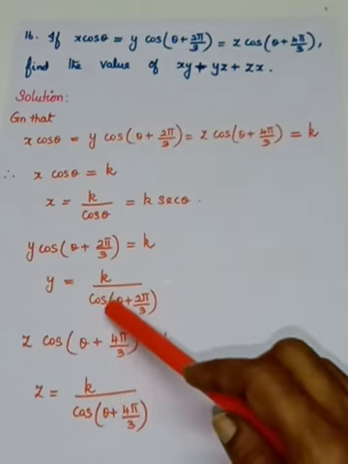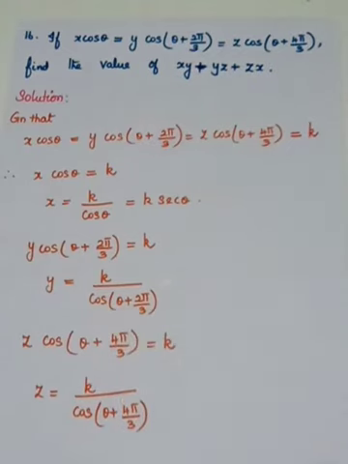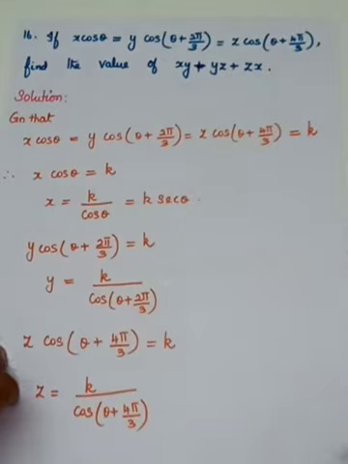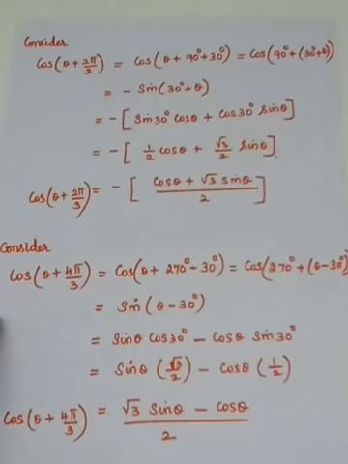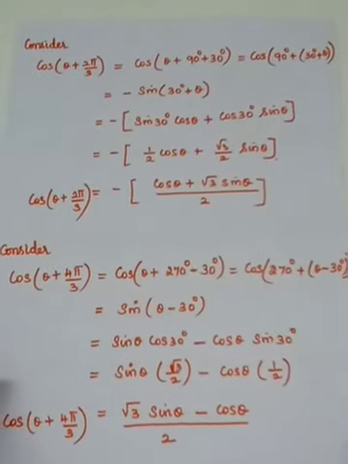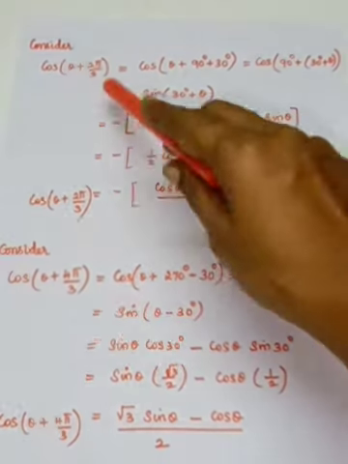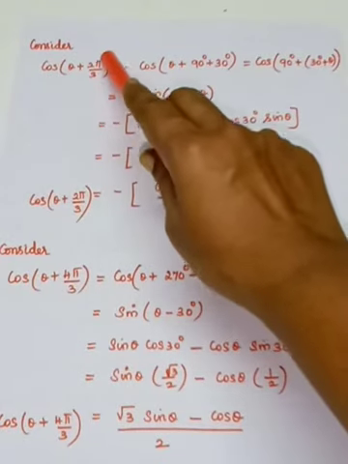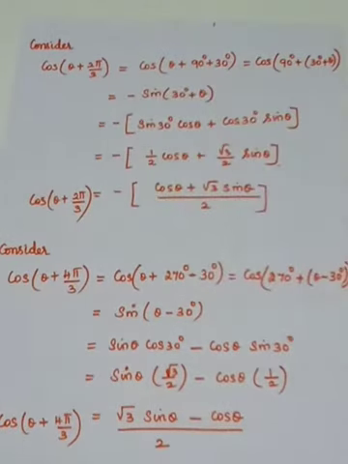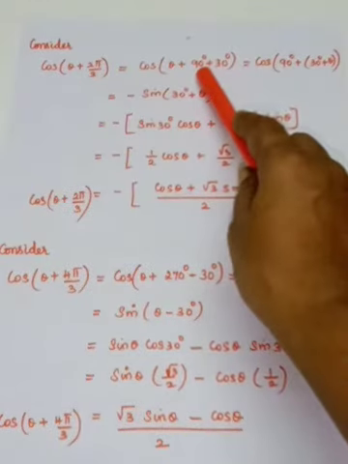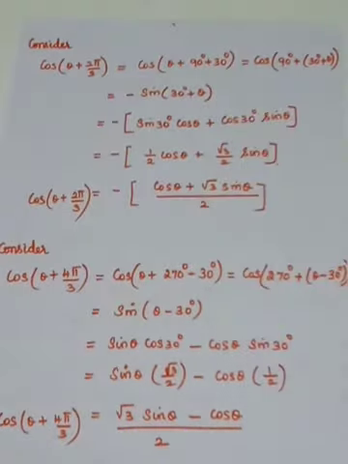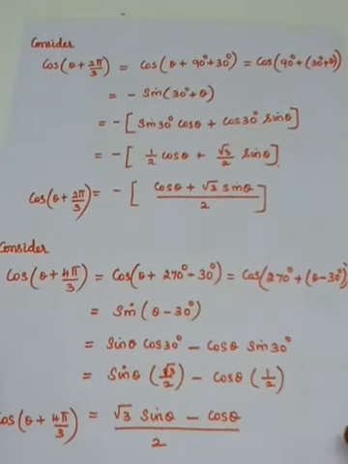So I'll consider first cos of (theta plus 2 pi by 3). It is given that 2 pi by 3 is in radians. So what is pi by 3? Pi by 3 is nothing but 60 degree. 2 into 60 degree is 120 degree. That 120 degree I have written as 90 degree plus 30 degree. How have I split 120 degree? It is 90 degree plus 30 degree.